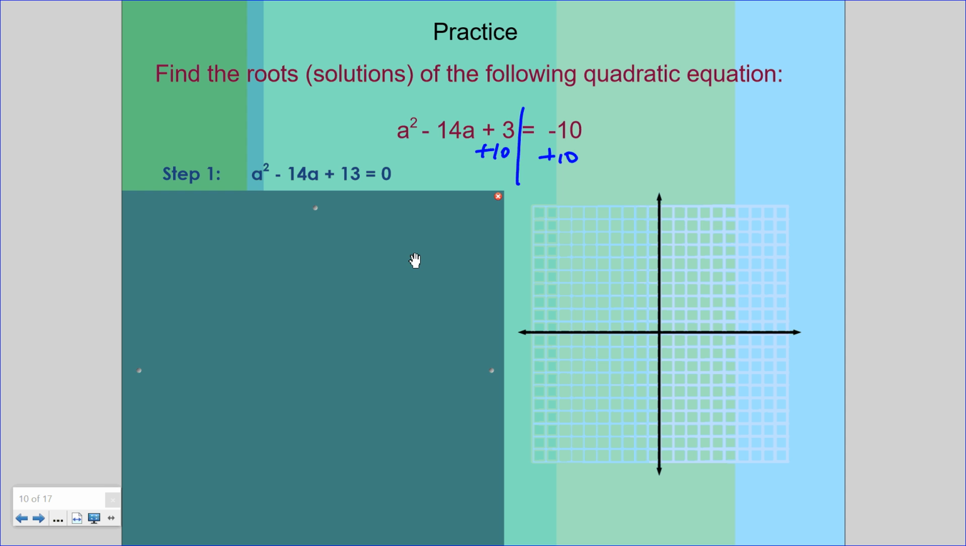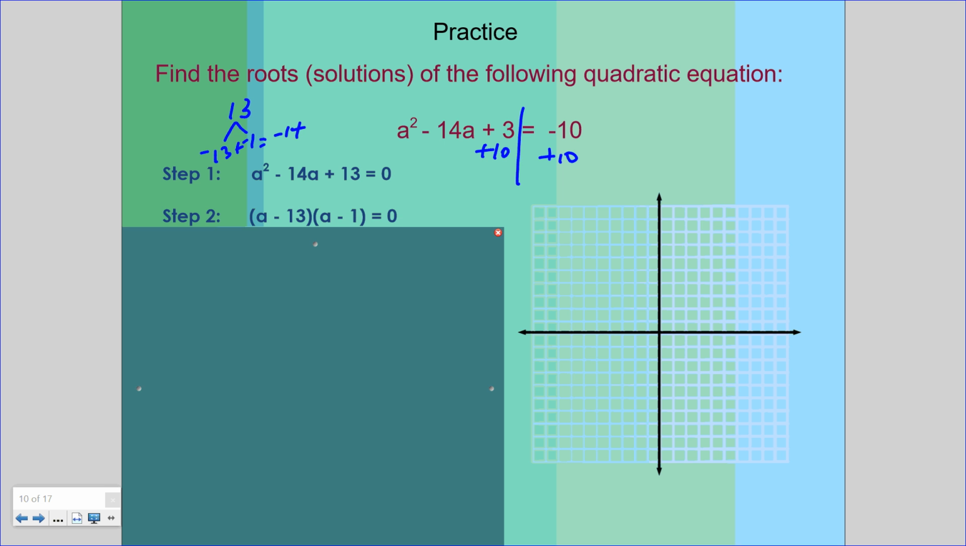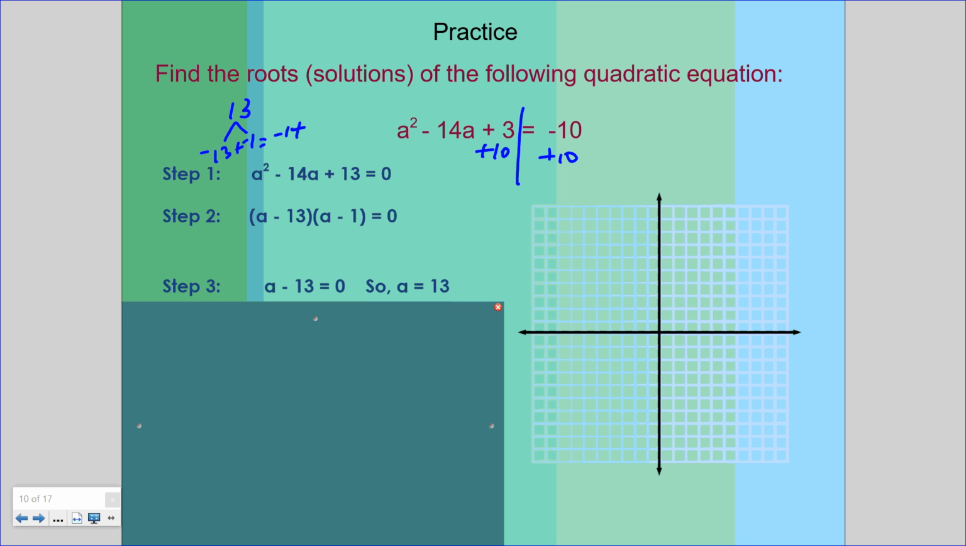So a squared minus 14a plus 13, we need to factor this as a trinomial without a coefficient, so factors of 13 that add up to negative 14 would be negative 13 and negative 1. So you can set up your 2 binomials of a minus 13 and a minus 1. So those 2 factors set equal to 0. This one factors very quickly because there's no coefficient. And set each factor equal to 0 to find that a equals 13 and 1.